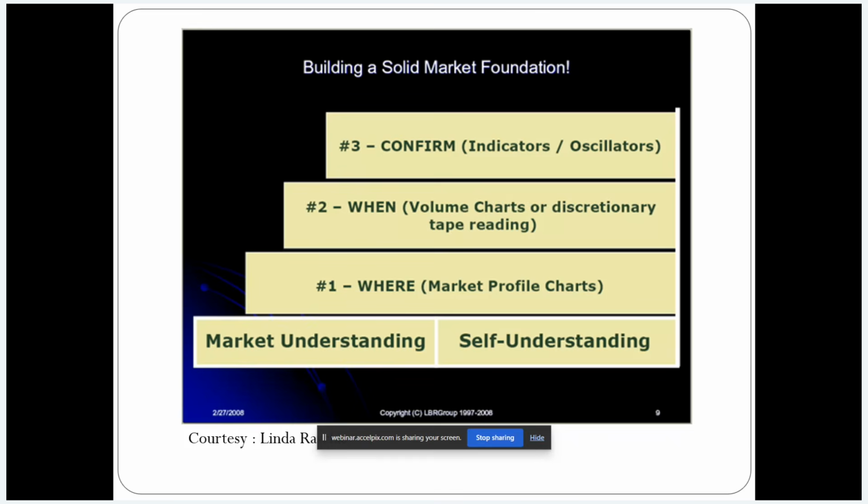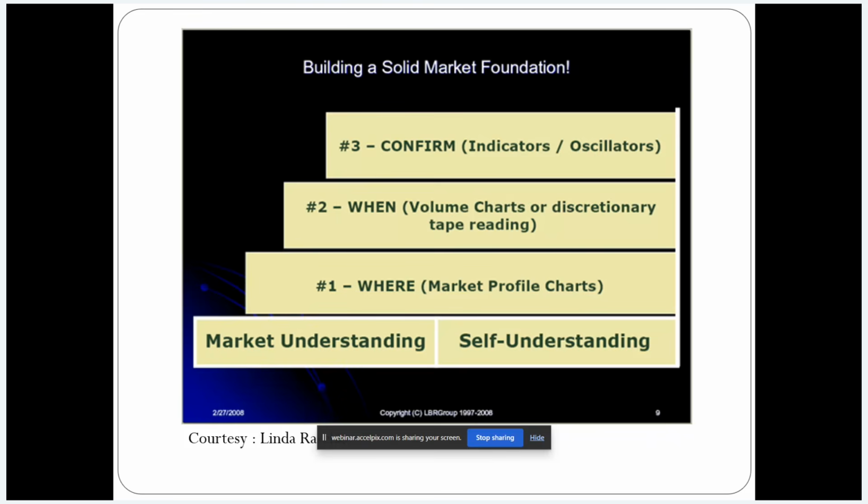Without this market understanding and self-understanding foundation, you can't do anything else. Okay, so make sure next time when you want to go for some sort of learning, first you need to understand the market well, and you need to understand yourself well.